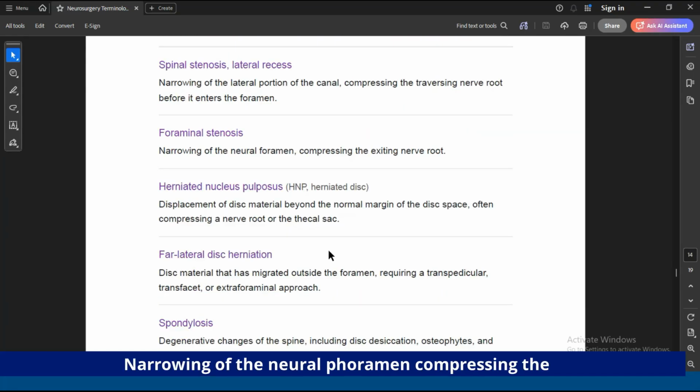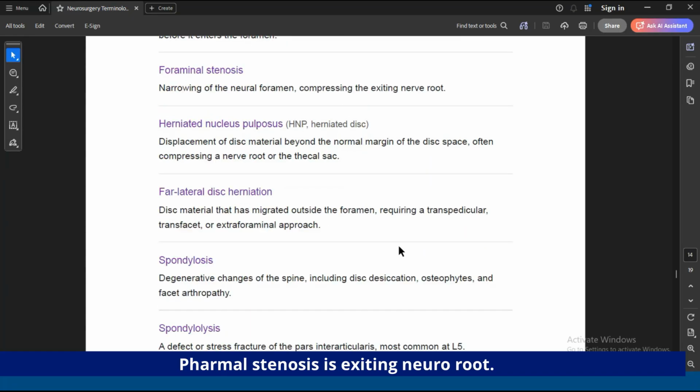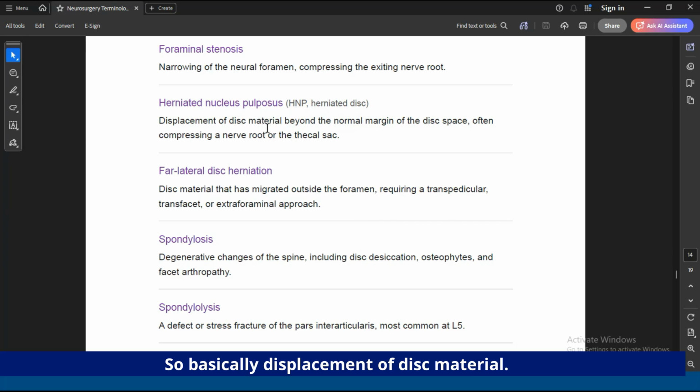Foraminal stenosis, narrowing of the neural foramen, compressing the exiting nerve root. So this, lateral recess, is before it enters the foramen. Okay. Foraminal stenosis is the exiting nerve root. Herniated nucleus pulposus. Usually in the documentation we will see it as HNP or herniated disc. Okay. Displacement of disc material beyond the normal margin of the disc space, often compressing a nerve root or the thecal sac. Okay. So basically displacement of disc material.